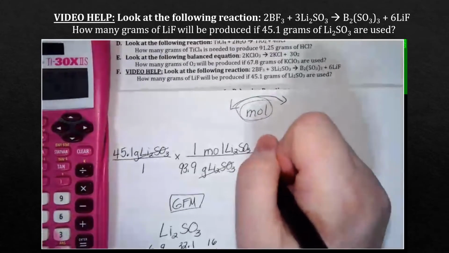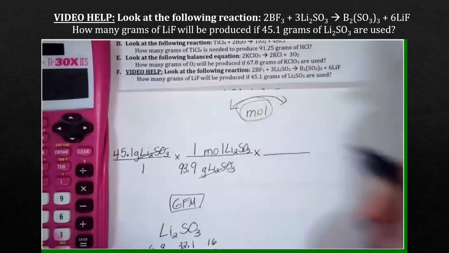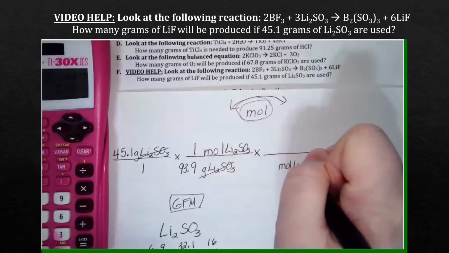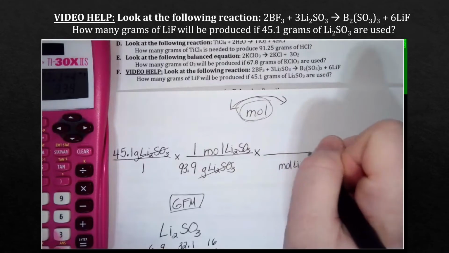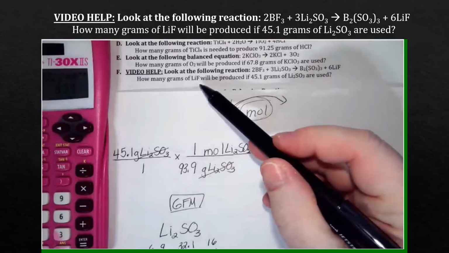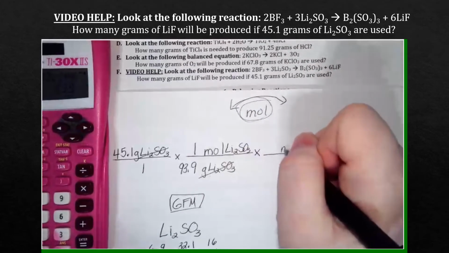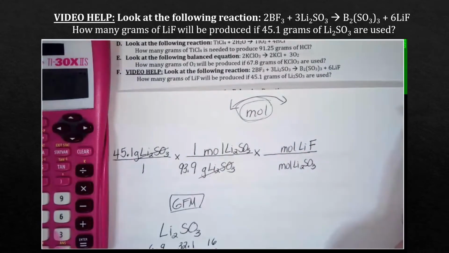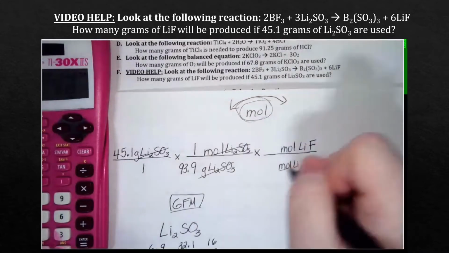So I'm going to continue. So what do I want to get rid of? Throw it in the basement. I don't want moles of Li2SO3. Here's where I can swap substances. What substance in this equation am I trying to get to? Moles of LiF. Finally, okay, this will allow me to cross this out.